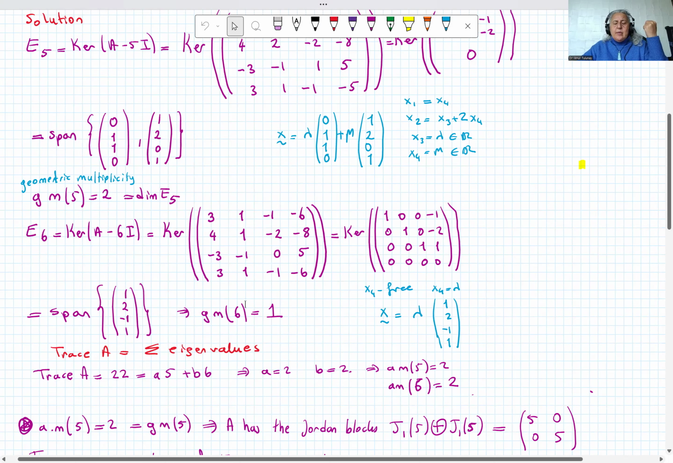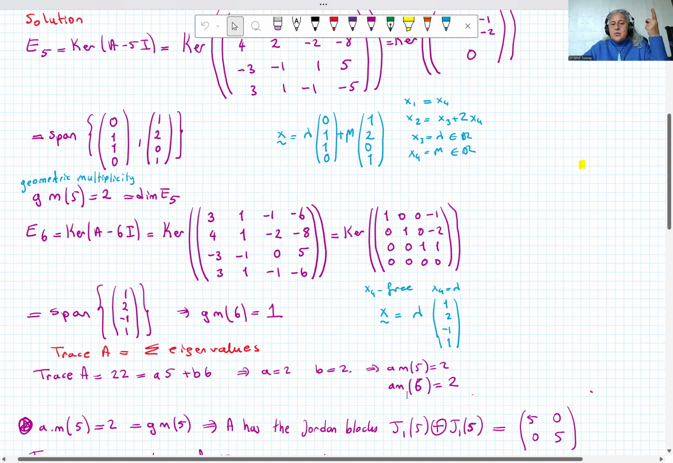But then we will have A times 5 and B times 6. So this means that A has to be 2 and B has to be 2. So algebraic multiplicity of 5 is 2, perfectly fits. And the algebraic multiplicity of 6 needs to be 2 as well. That's how it works. Otherwise the equations will not be solved.